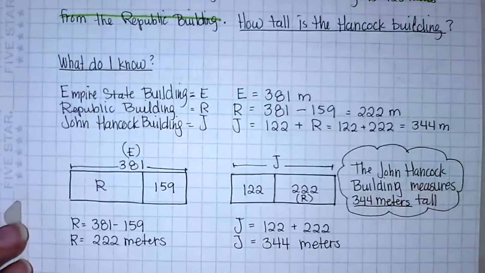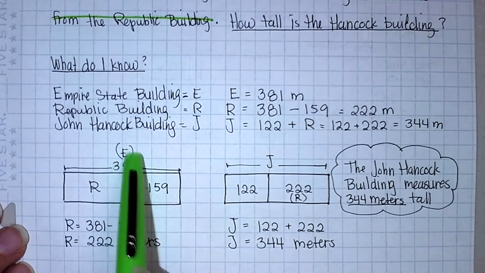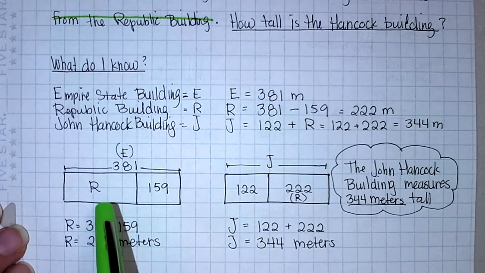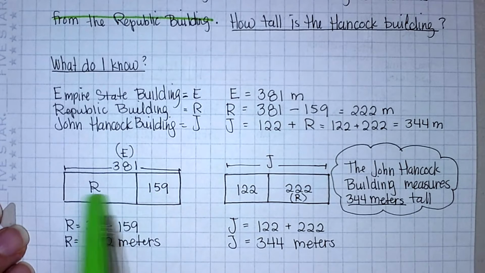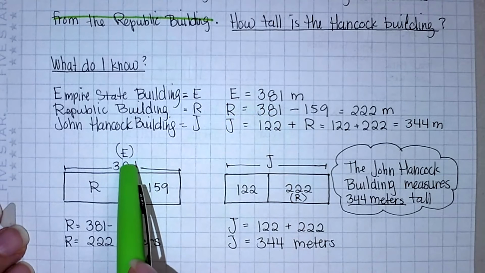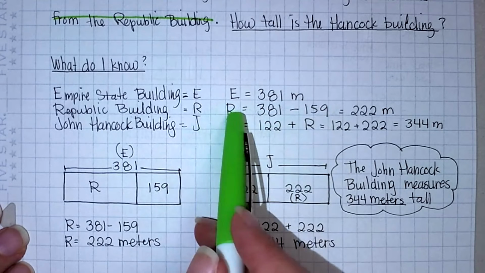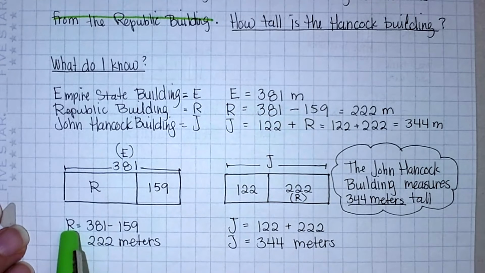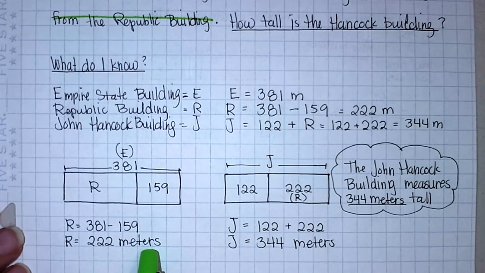Now, I want to show that using bar diagrams. So E, the Empire State Building, is 381. The Empire State Building is the same thing as the Republic Building plus 159. So I took my equation that I wrote up here and I showed it over here. My whole number, which is the first number, went on top, minus the part that I know equaled R, which was my unknown. So R was equal to 381 minus 159, and that equaled 222.